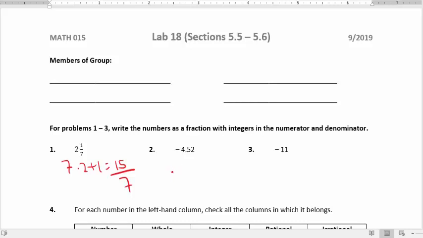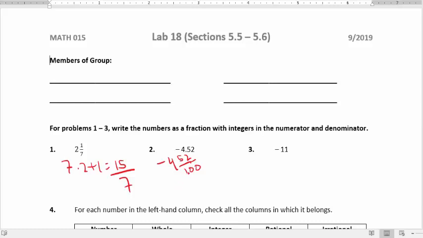Now number 2, you have a couple of options. Well, not really. I mean, you can reduce it or you don't have to reduce it because they don't necessarily say that you have to reduce it. But what you can do with this is negative 4 and 52 hundredths. That's the way that you basically want to think of it. You don't want to think of it as negative 4.52. You want to think of it as negative 4 and 52 hundredths, because then you could basically write it just like we just wrote the other one.